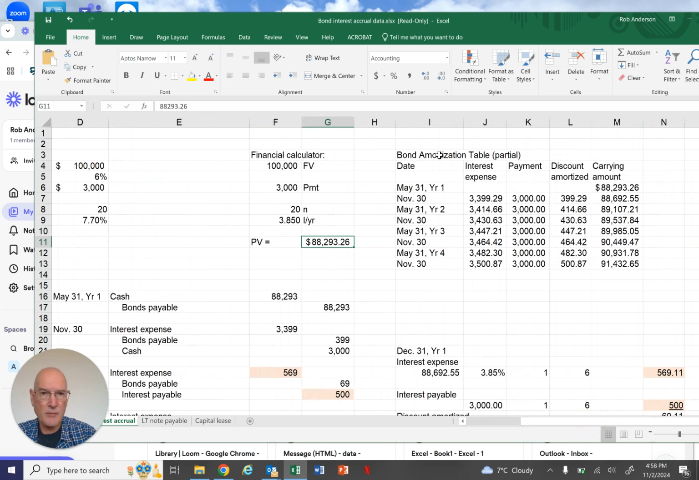Now moving across a little bit, we have the bond amortization table, starting with our beginning issue price. The payments are all $3,000. And then, of course, just as we did before, we take the carrying amount times the interest rate, 3.85%, and we calculate the interest. That gives us the difference between the two, $399, and notice that increases the bond price. This bond is a discounted bond. We need to increase it to $100,000 so that in 20 interest periods we can pay it off.